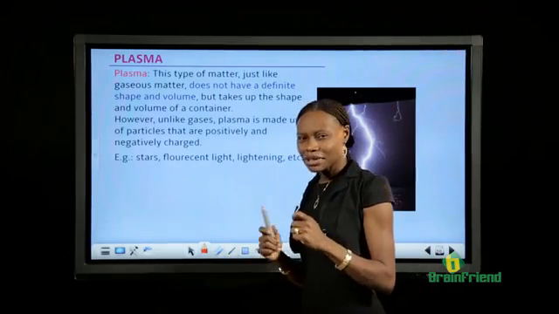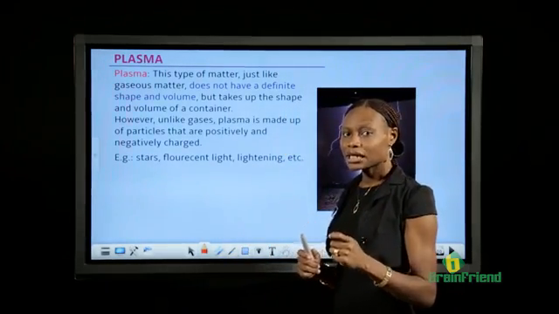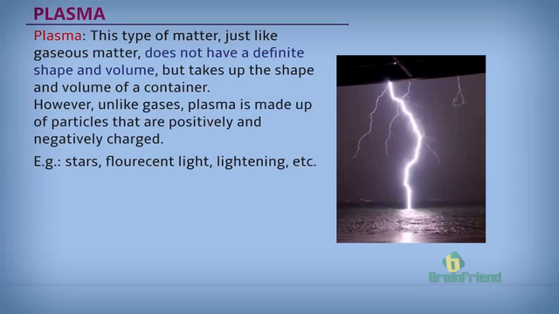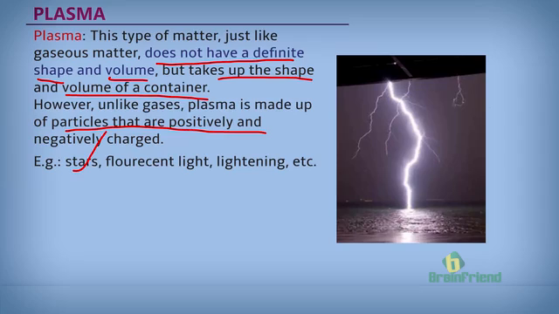The fourth state of matter, let's also describe it. It's very similar to the gaseous matter in some of the characteristics that it shows. It does not also have a definite shape nor volume. It also takes up the shape and volume of the container, just like gases. But unlike gases, plasma is made up of tiny particles, positively and negatively charged particles. For example, stars, fluorescent lights, and even lightning. Lightning can be said to be in a plasma state.